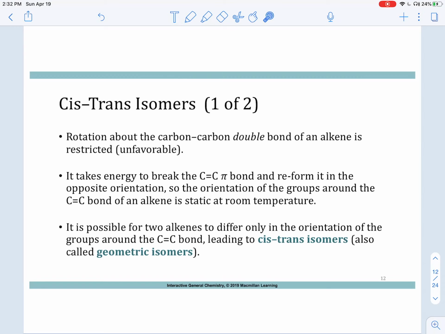Okay, we mentioned a little bit about cis-trans isomers in our last video because I mentioned cis versus trans fats. Or actually, no, I didn't. I apologize. I did not. I mentioned saturated versus unsaturated fats. That's right. I did not mention this.